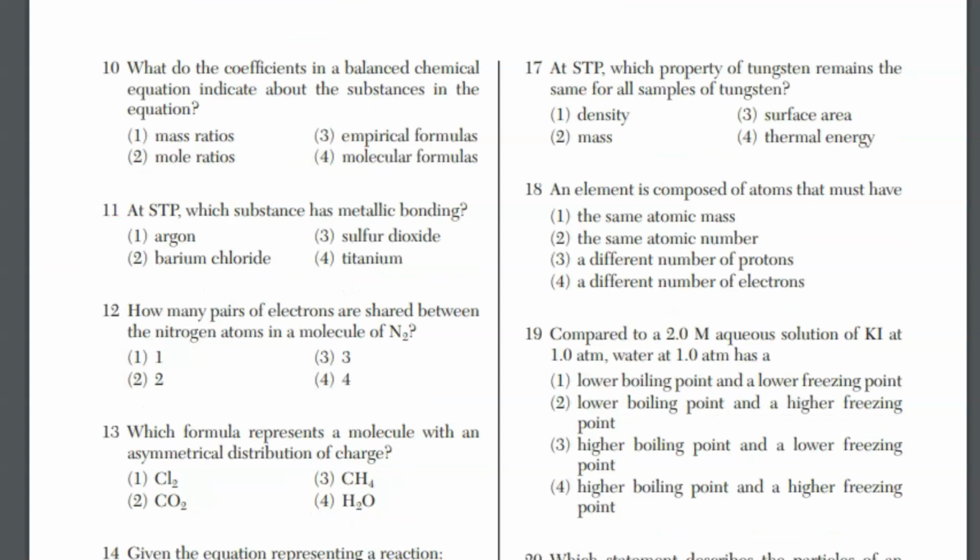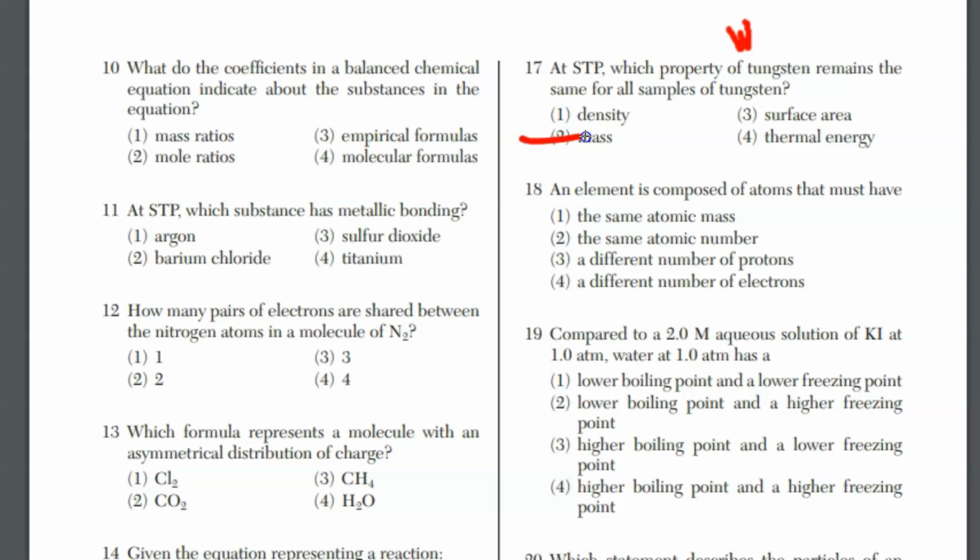For question 17, which property of tungsten remains the same for all samples of tungsten? Tungsten, of course, it's interesting, right? It has the symbol W. It is an element. And what we're looking at here is, if I had a little bit of tungsten or a lot of tungsten, what's the same?